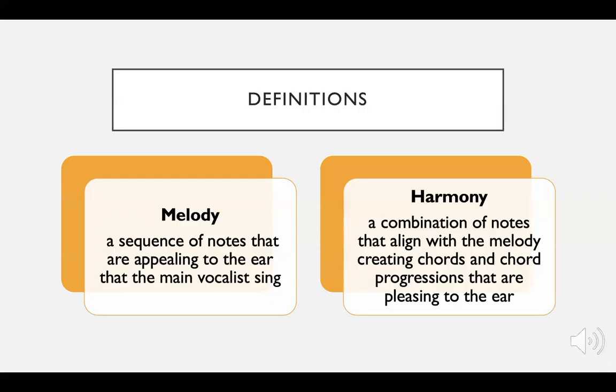To start, let's review some basic definitions. A melody is a sequence of notes that are appealing to the ear that the main vocalist will sing. And a harmony is a combination of notes that align with the melody, creating chords and chord progressions that are pleasing to the ear.